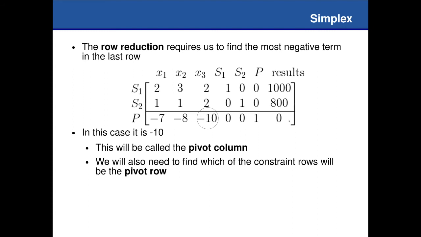row and select the smallest value, the smallest negative value. It has to be negative, okay? In this case, that is minus 10. This will tell us what is the pivot column. So this column here is our pivot column, the column that we are going to work on.